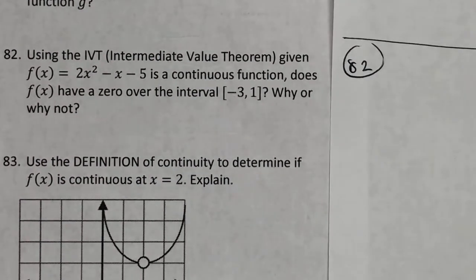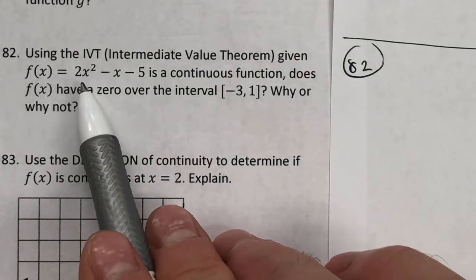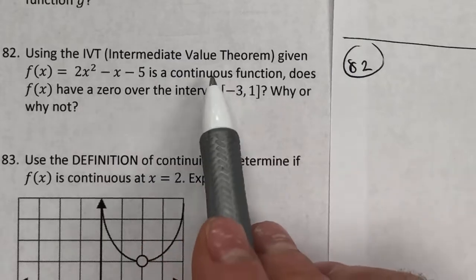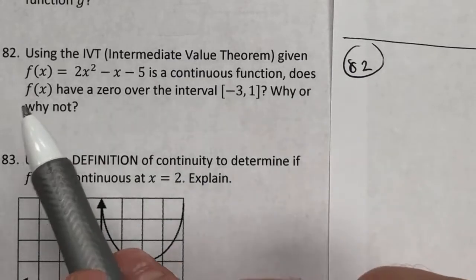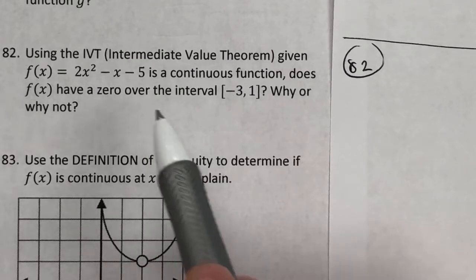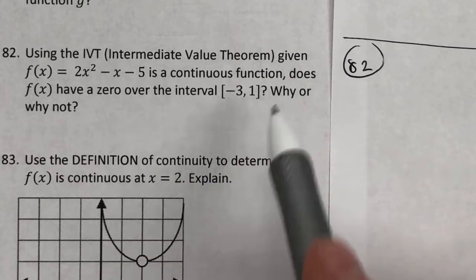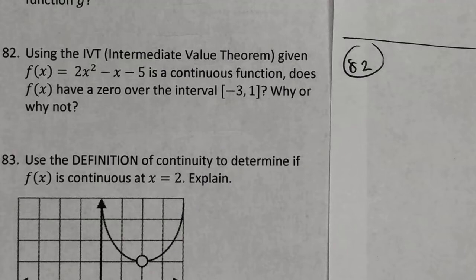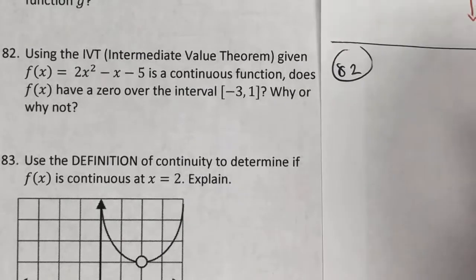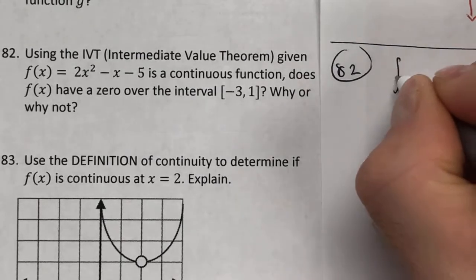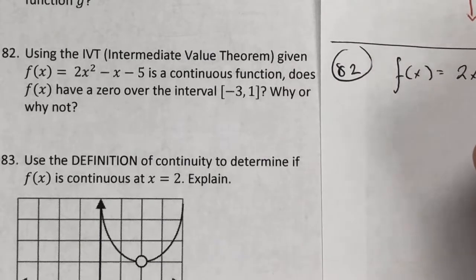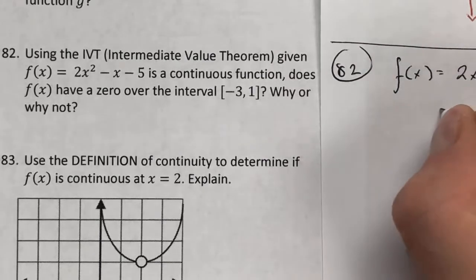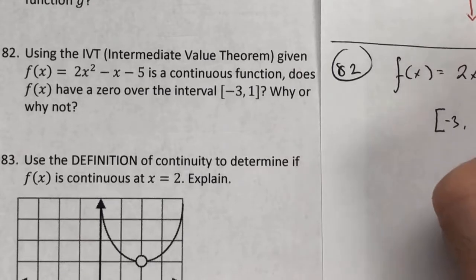Okay. Using the intermediate value theorem, given that f of x equals 2x squared minus x minus 5 is a continuous function, we know that it is, it's a quadratic, does f of x have a 0 over the interval -3, 1? Why or why not? Okay, so this is an extension of our previous question, so let's copy down this. So f of x is 2x squared minus x minus 5, and we're checking over the interval from -3 to 1.